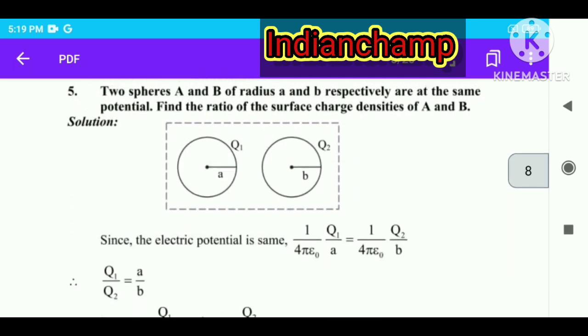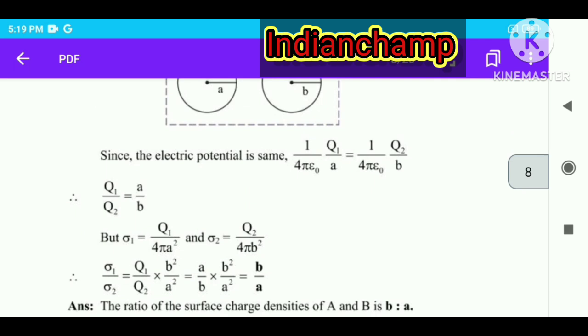Question number 5. Two spheres A and B of radius A and B respectively are at the same potential. Find the ratio of surface charge densities of A and B. Let the charges be Q1 and Q2, as in the diagram.